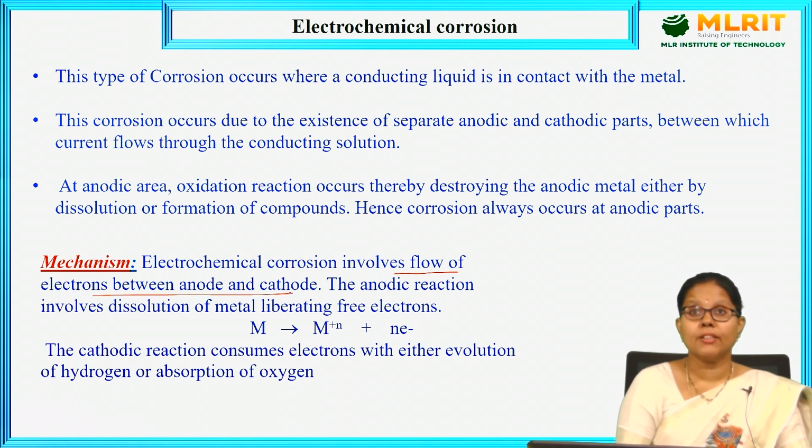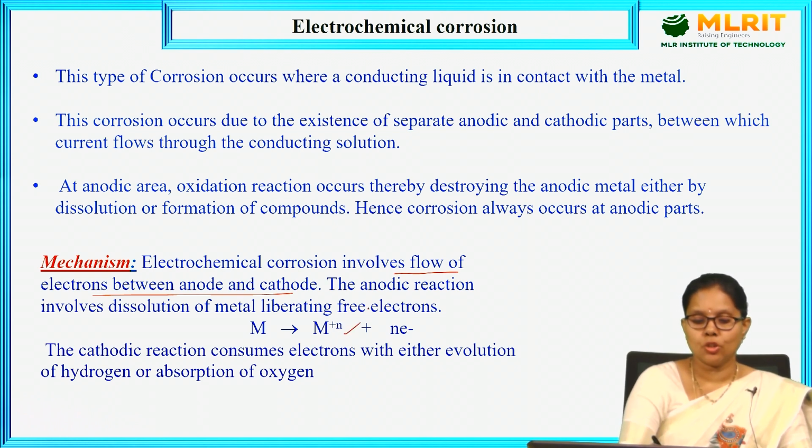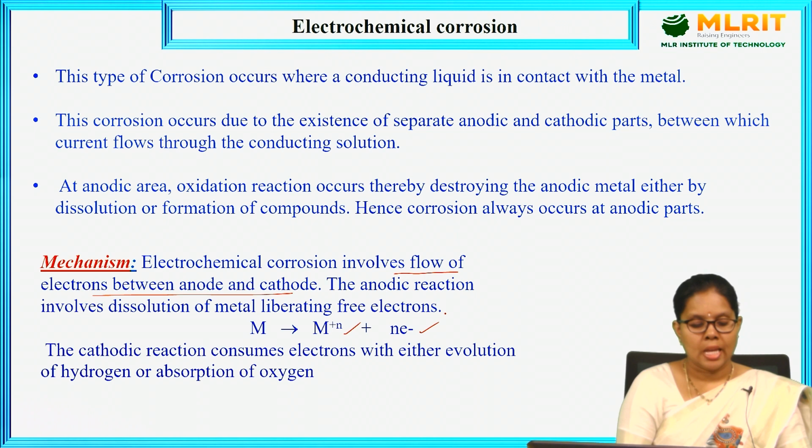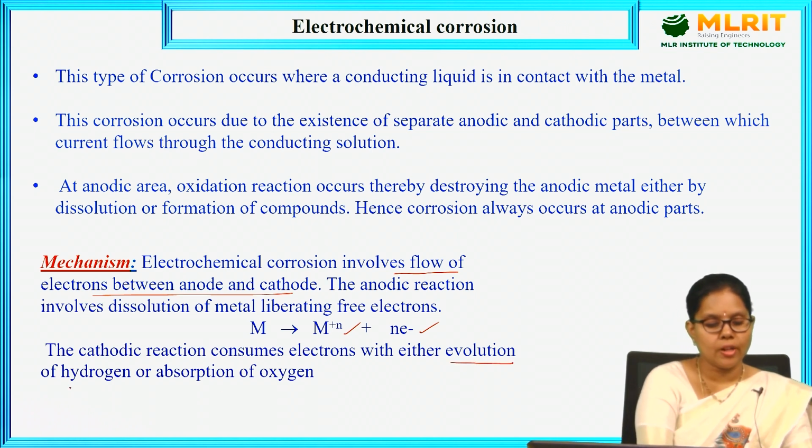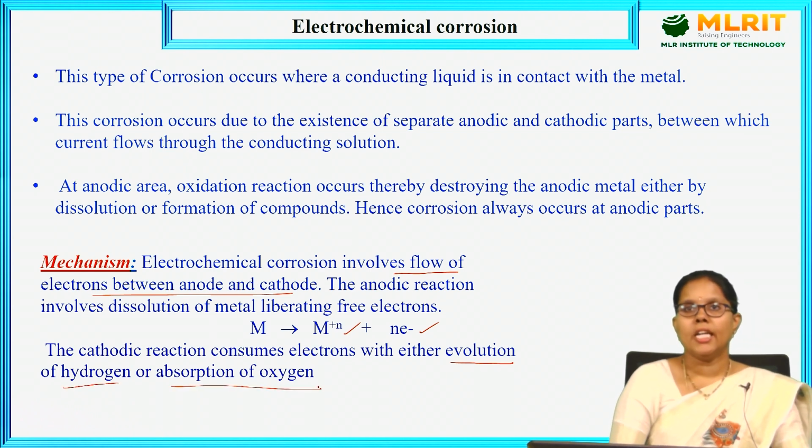The anodic reaction involves dissolution of metals by liberating free electrons. Let us take that any metal, either zinc or iron, is going to be oxidized to give n electrons. The cathodic reaction consumes electrons with either evolution of hydrogen or absorption of oxygen. Here, the anodic reaction in the wet corrosion is similar, but based on the cathodic reactions, wet corrosion is classified as evolution of hydrogen and absorption of oxygen.